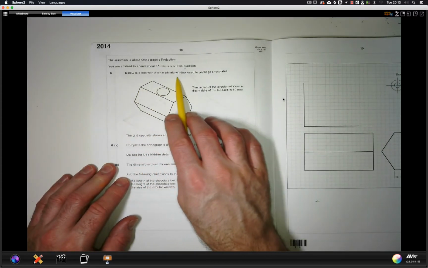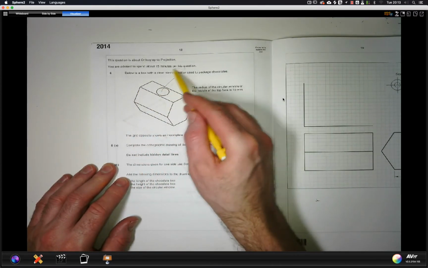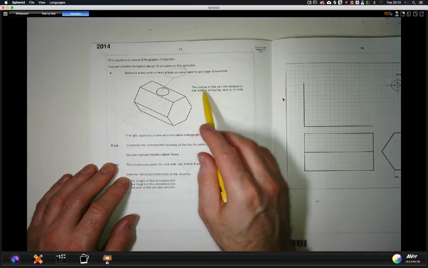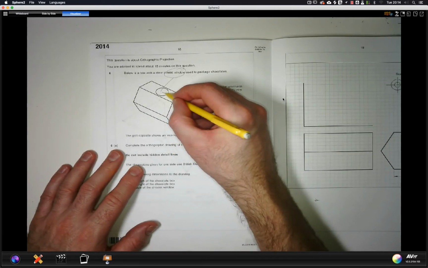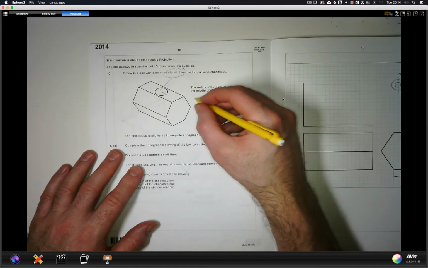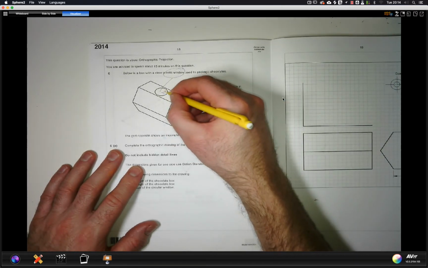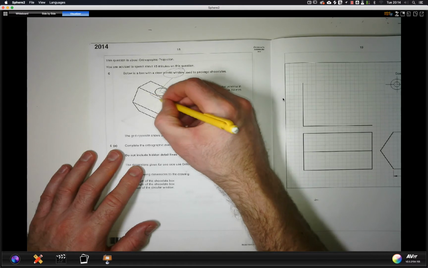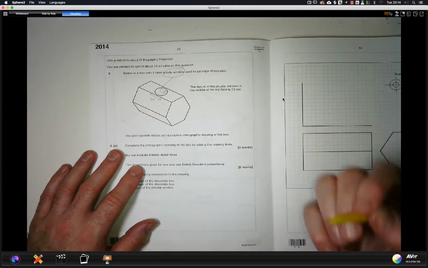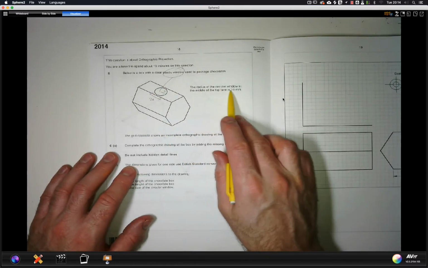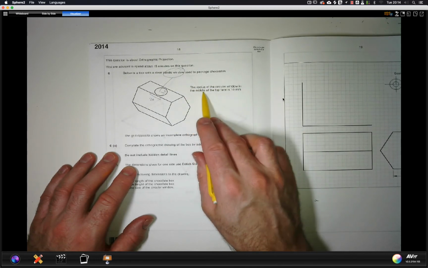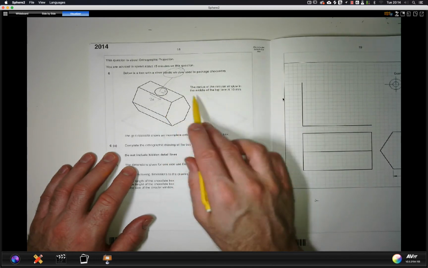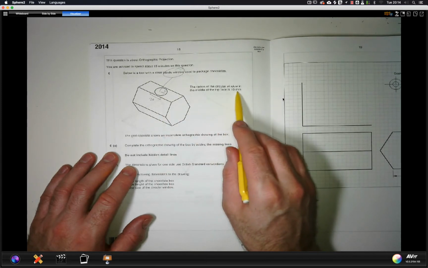Below is a box with a clear plastic window used to package the chocolate. The radius of the circular window is 10 millimeters. So that means it's got a diameter of 20. So I'll put 10 there and put 20 there, just so I know. In the middle at the top, the radius of the circular window in the middle of the top face, so it's in the middle, so it's giving us some information there, is 10 millimeters.